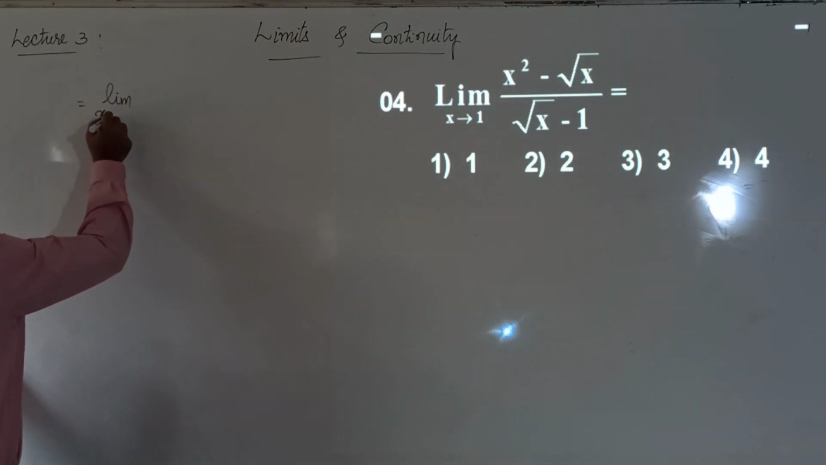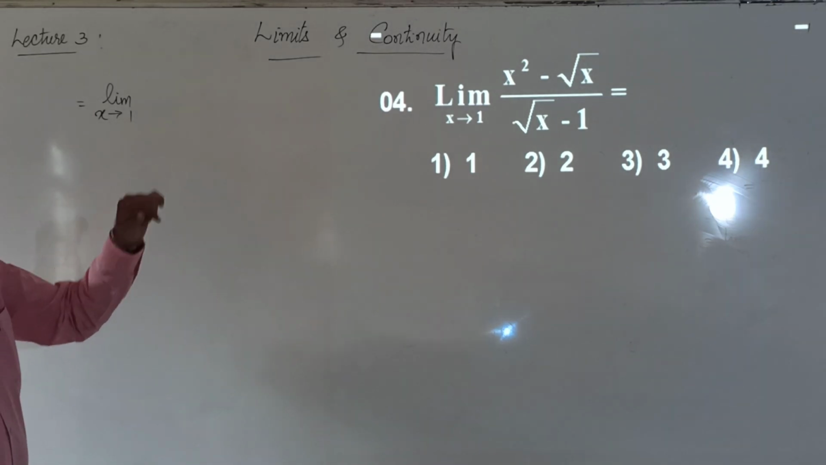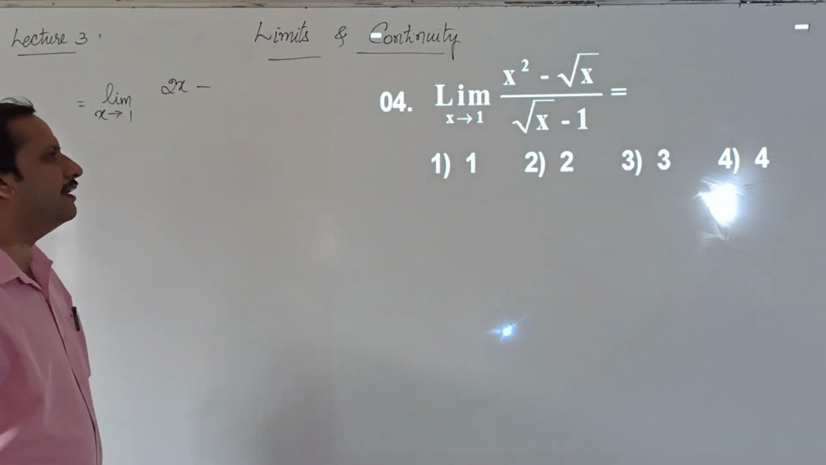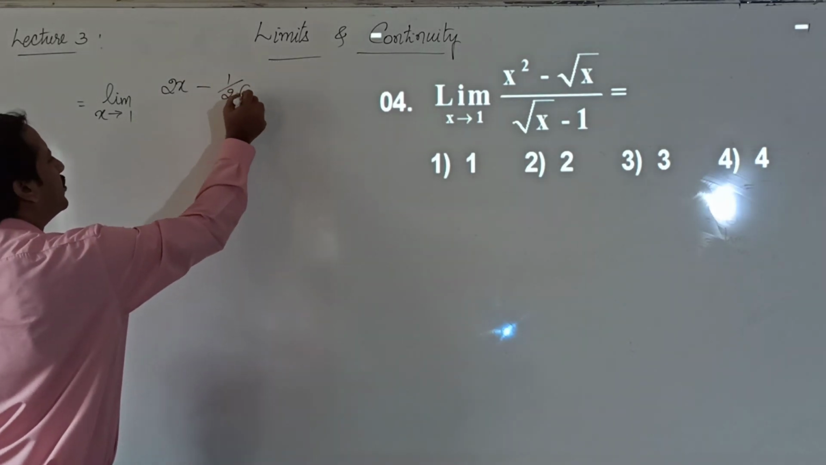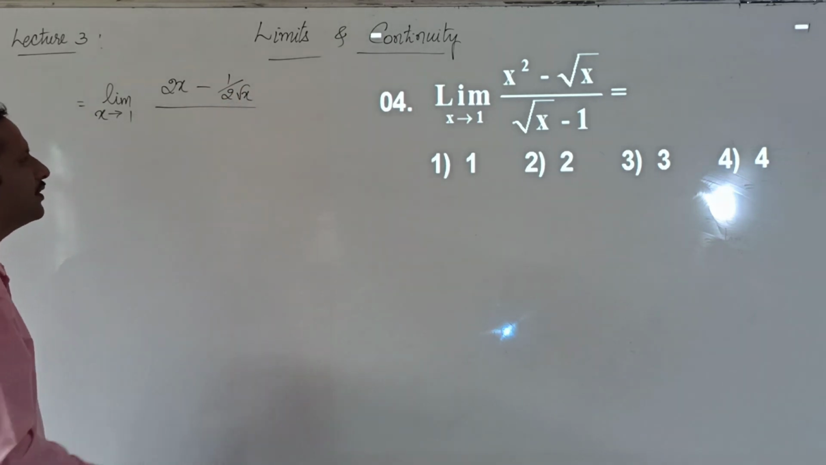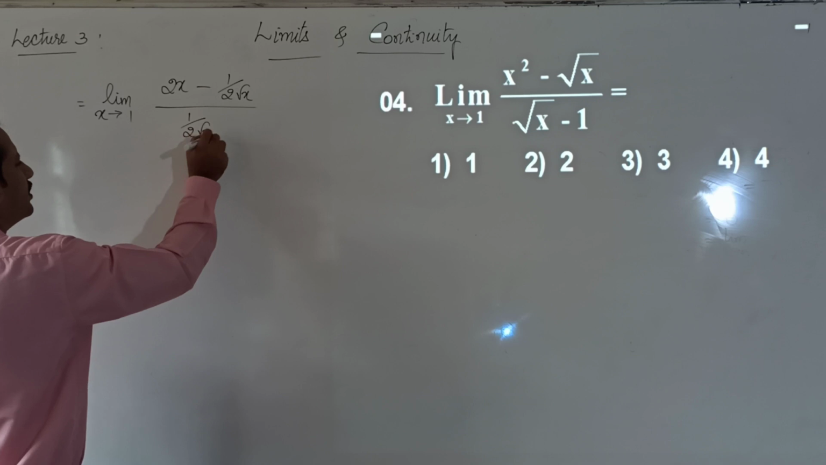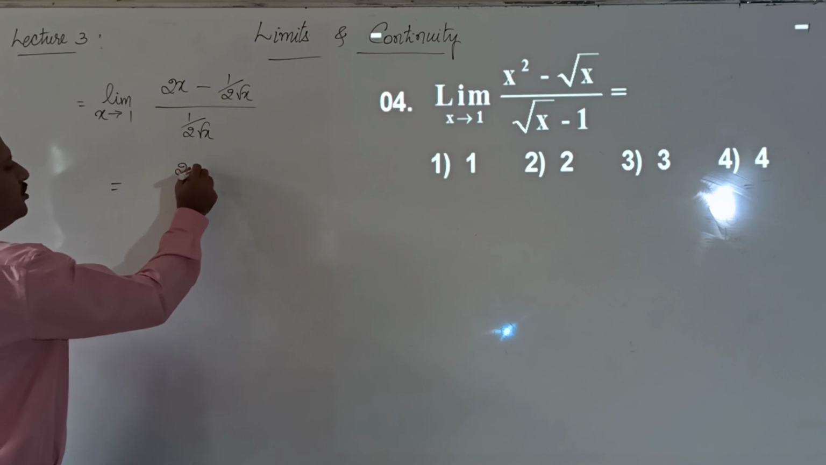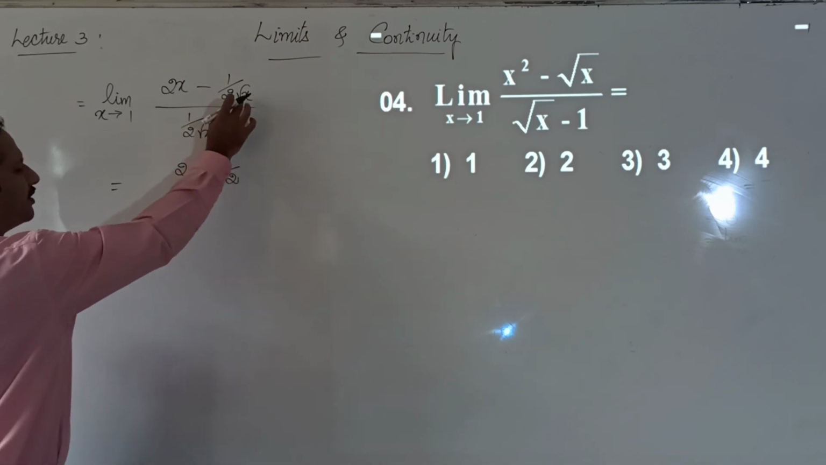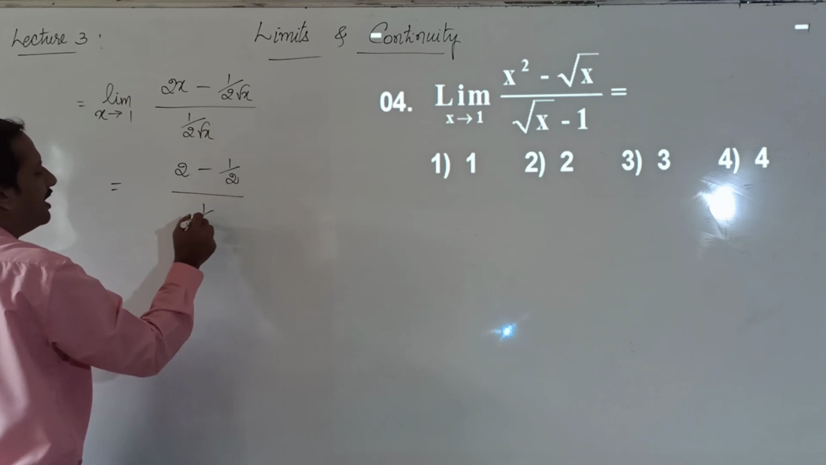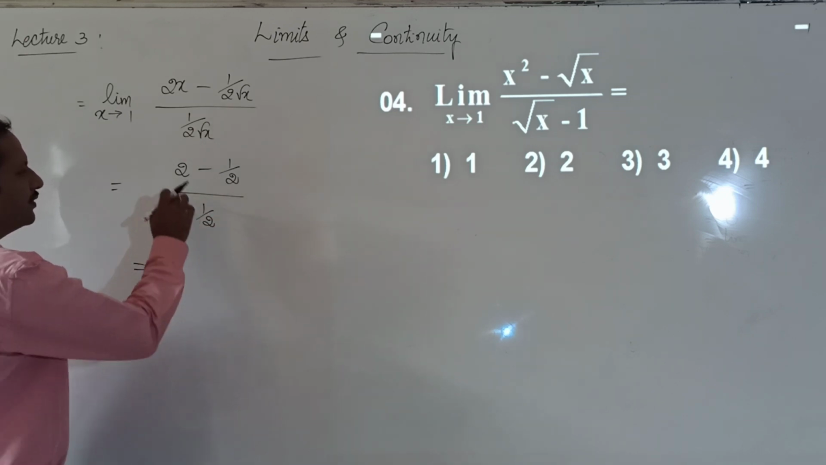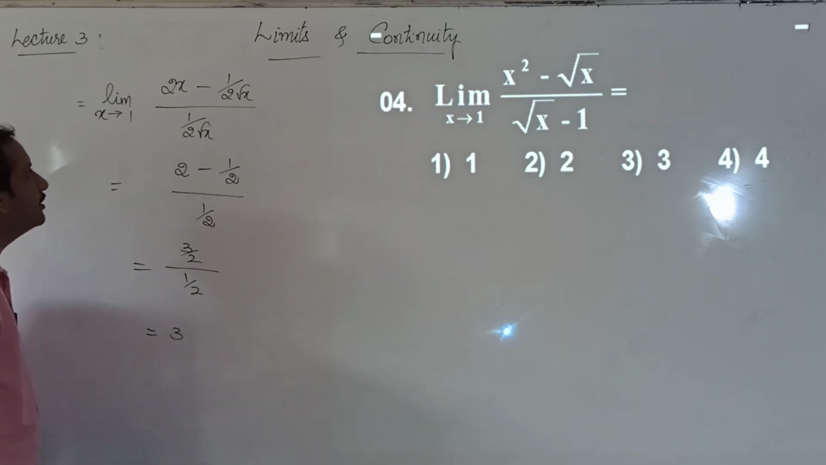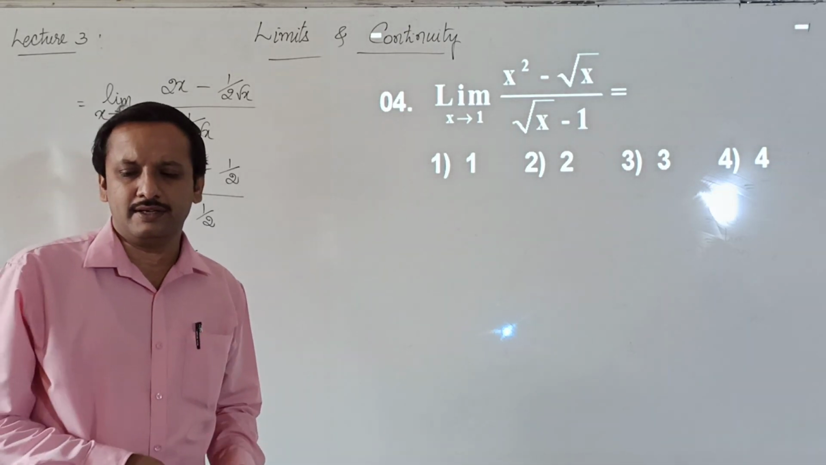So now I will use L'Hospital's rule. The derivative of x square is 2x, minus the derivative of root x, which is 1 by 2 root x, divided by the derivative of root x, which is 1 by 2 root x. Apply the limit as x tends to 1. Put x equal to 1. 2 into 1, that is 2, minus 1 by 2 into root 1. Root 1 is 1, so we get 1 by 2 there, divided by 1 by 2. That's equal to (4 minus 1) by 2, which is 3 by 2, divided by 1 by 2. That's equal to 3. So the answer is 3, third option.